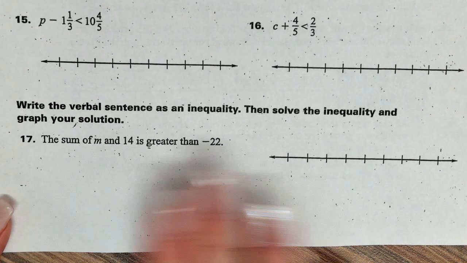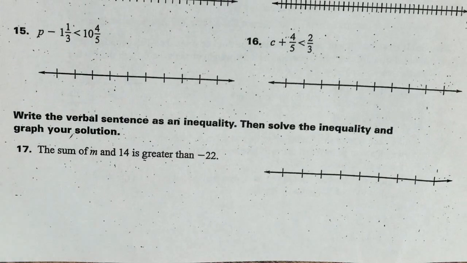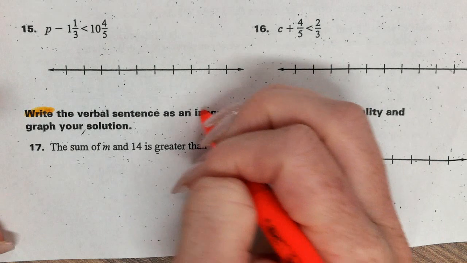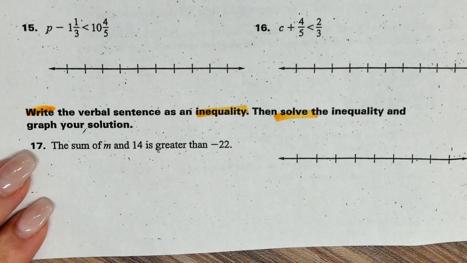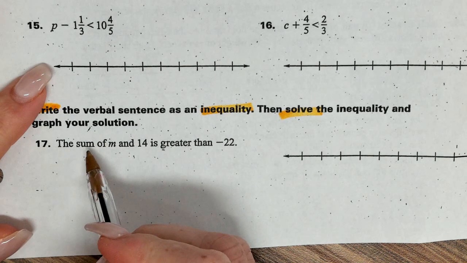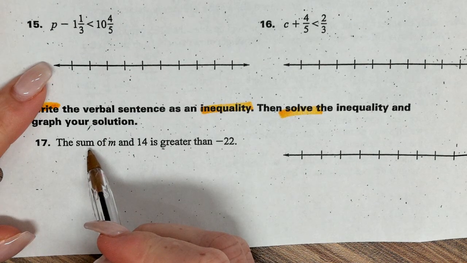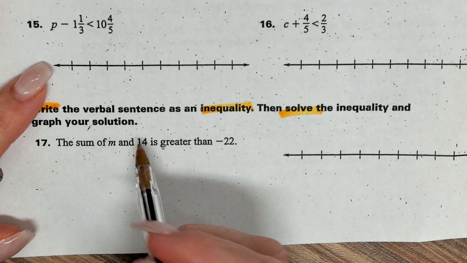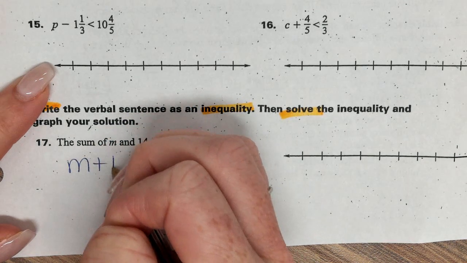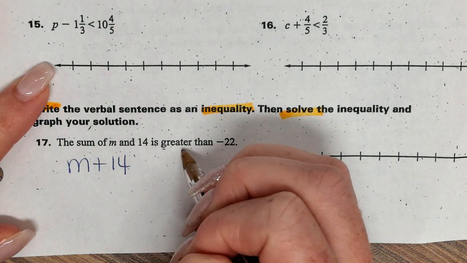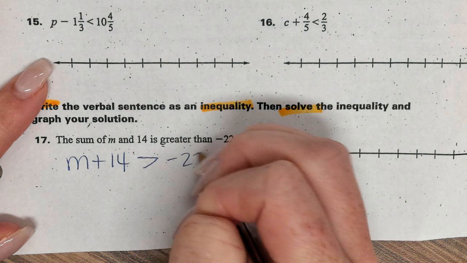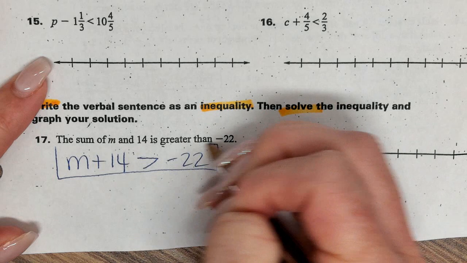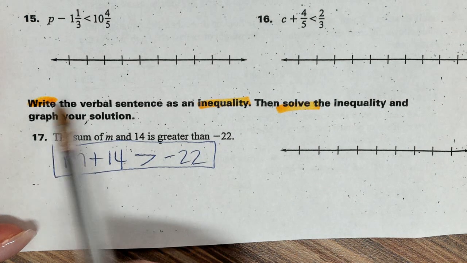Down at the bottom, 2 parts. You're going to write an inequality and then what? Solve it. So let's go to number 17 together. The sum, what does sum mean? So I'm adding m and 14. So how would I write that? M plus 14 is greater than, so that's word for word, is greater than negative 22. You're going to box that in because that is an answer because it wanted you to write an inequality.